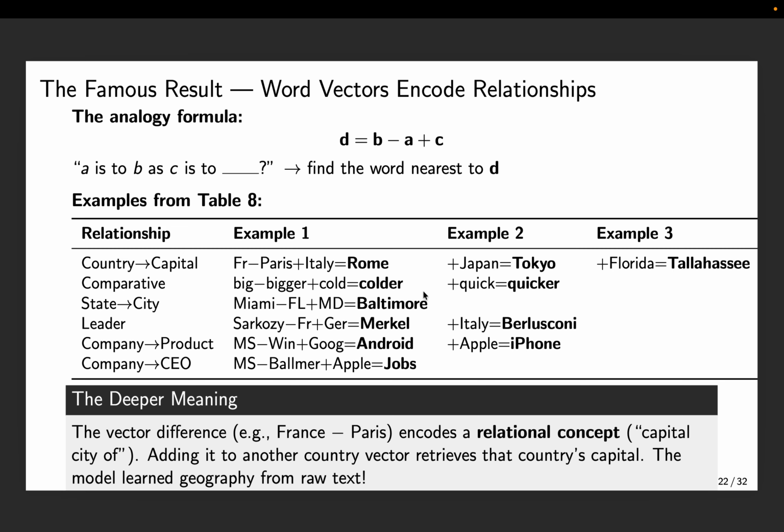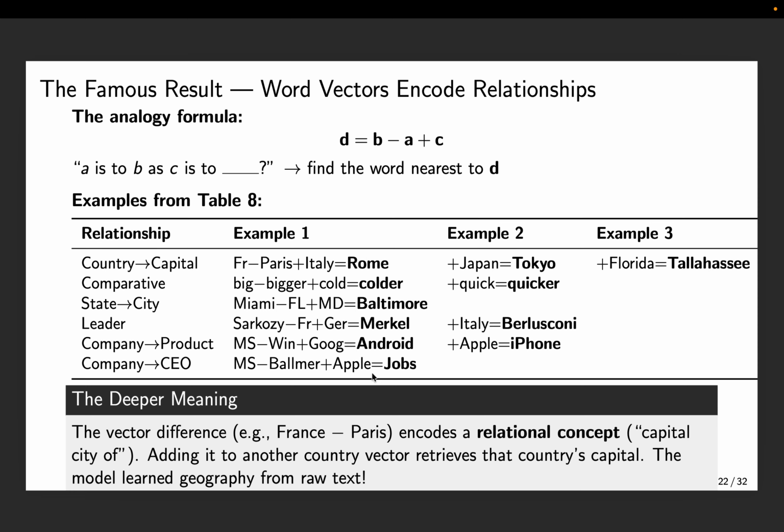Let's suppose the next example, Sarkozy minus France plus Germany is Merkel. The offset Sarkozy minus France captures the leader of, and add to Germany, and you get Merkel. The model knows who leads which country. Now moving to the next example, Microsoft minus Windows plus Google is equal to Android, where Microsoft minus Windows plus Apple is equal to Jobs.